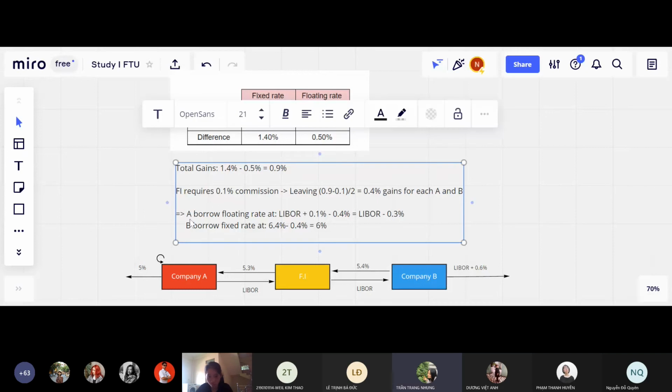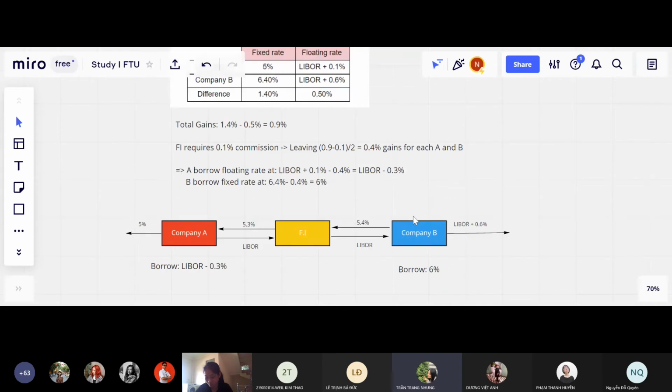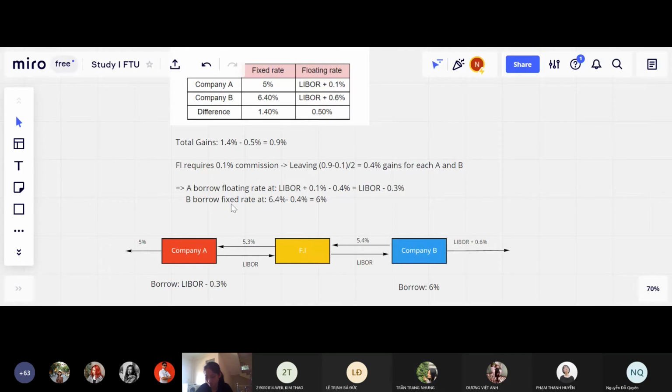So that will result in company A being able to borrow the floating rate at LIBOR plus 0.1% minus 0.4%, which equals LIBOR minus 0.3%. For company B, it can borrow at the fixed rate of 6.4% minus 0.4%, which equals 6%.